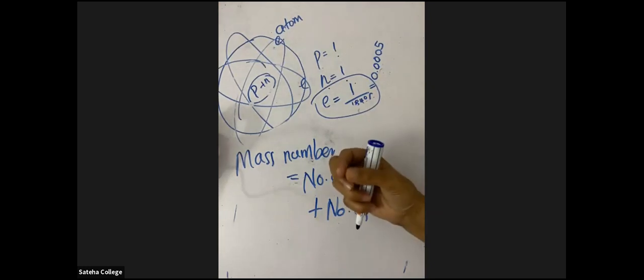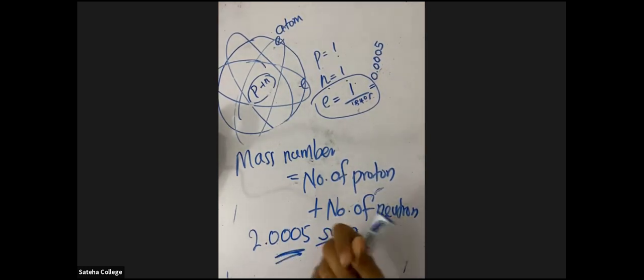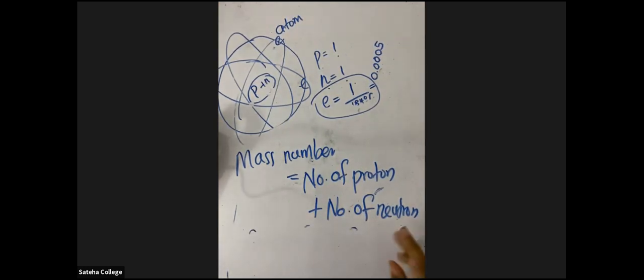Because it's very, very small. Why did you take 2.0005 as approximately 2? Because this value is very, very small. Did you understand? So that's why you don't consider the mass of an electron. Is it clear?